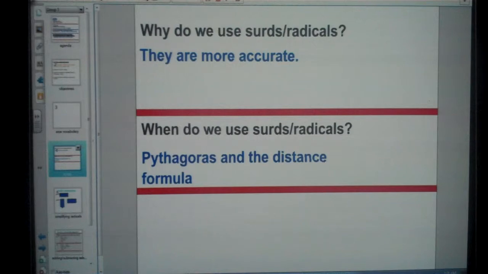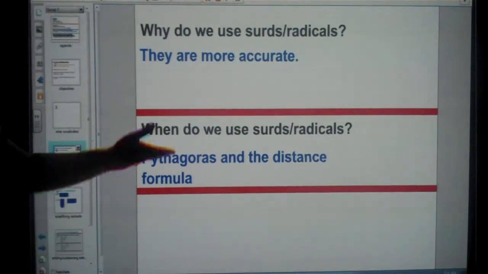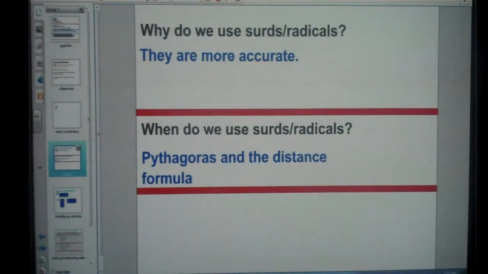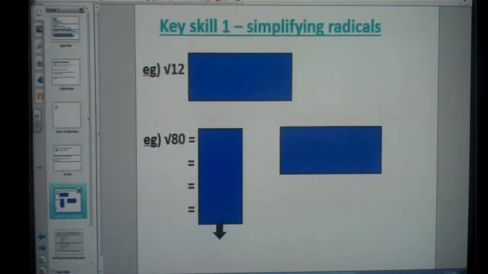So why do we use surds or radicals? Well, because they're more accurate. We don't have decimals and have to round those decimals. And also, when do we use surds and radicals? Well, certainly you remember them from Pythagoras, hopefully. And also we actually used them in the last section when we did the distance formula. And some of you actually, when you had answers like radical 20, went ahead and said it was 2 radical 5, so that's a good sign already.